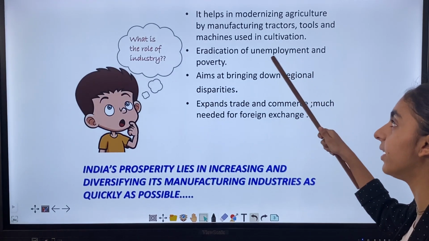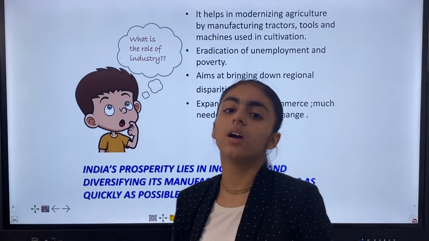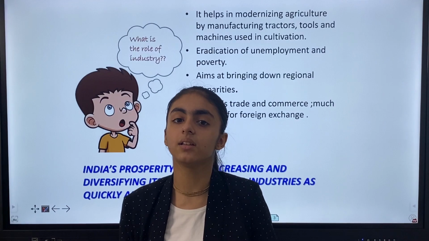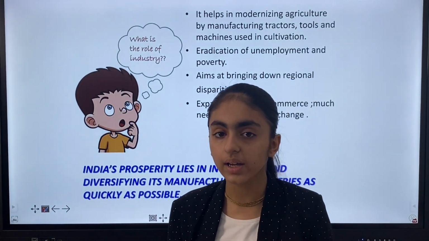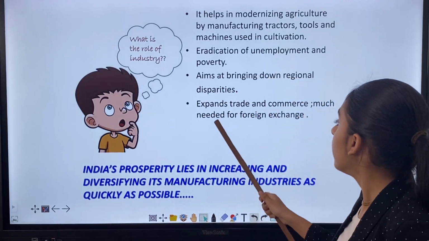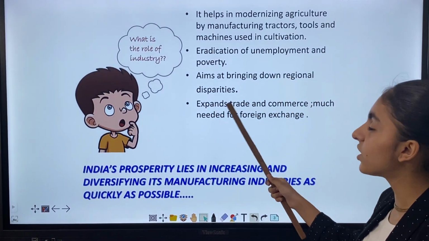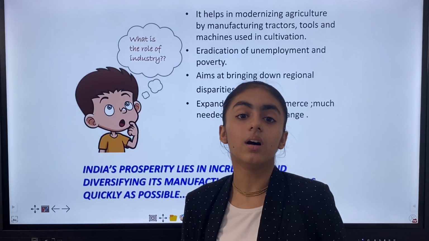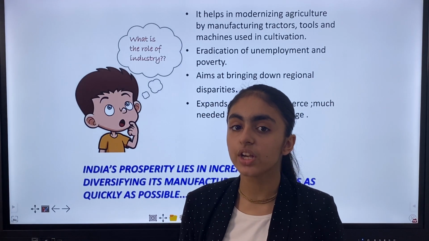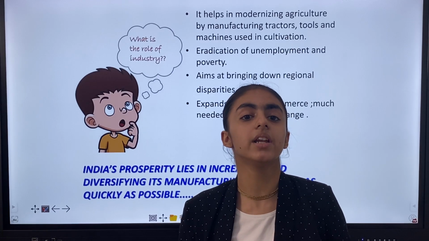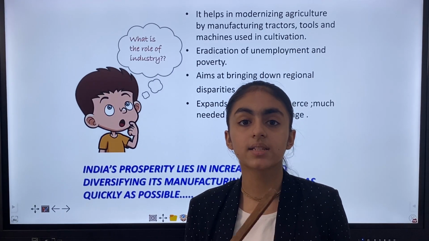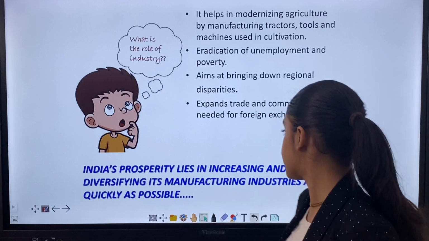Eradication of unemployment and poverty. When there is an advancement in the industries, definitely people will start working there and earn income. Aims at bringing down regional disparities. When people earn income, they would get education and then they would understand that we should not discriminate on any basis, whether it is caste, color, religion or sex.